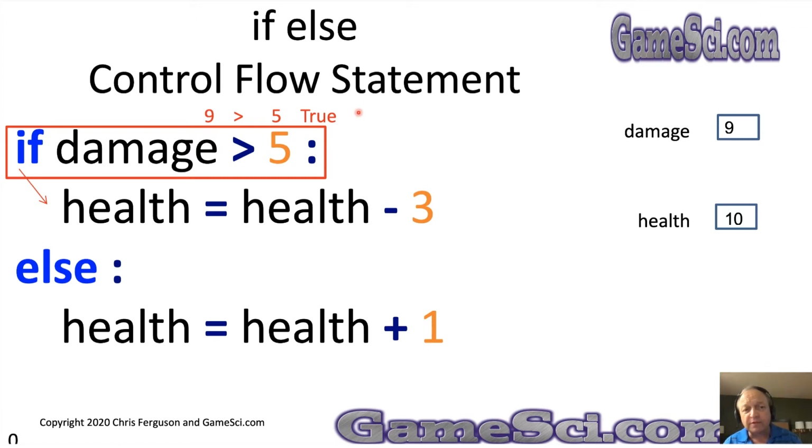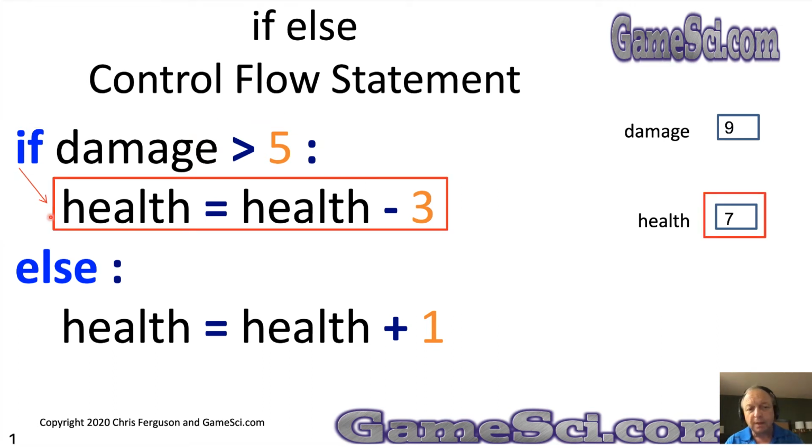9 greater than 5 is very much a true statement. So just like with the if statement, if the if statement is true, we will execute the indented code. And boom, there you have it. Health equals health minus 3. You'll see that the health variable went down. It started at 10. It is now at 7. We will execute the indented code.